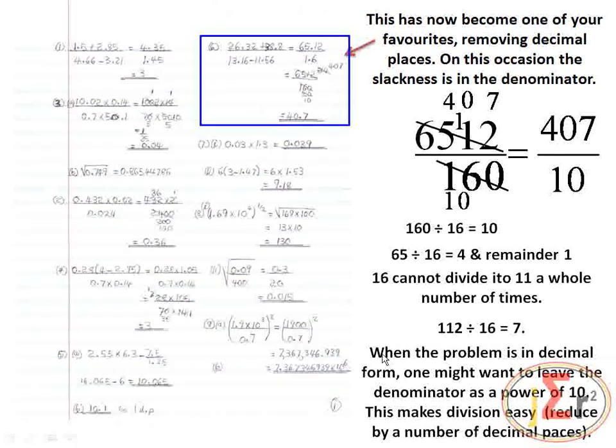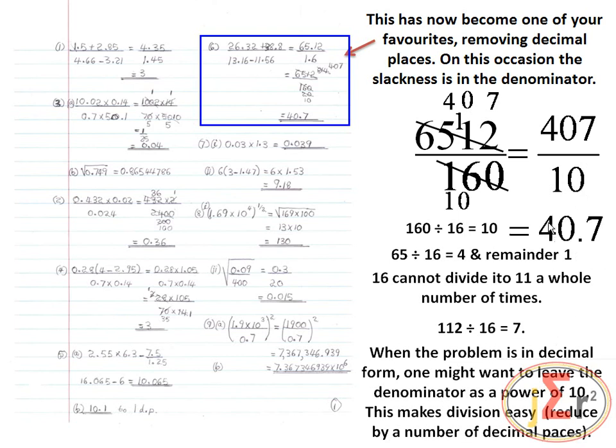It makes it easy when we are dividing by 10 or 100, especially when we have problems in which the initial statement had decimals. Then it is good if we can write our answer in decimal also, and by so doing we will opt to leave the denominator as a power of 10 so that we can reduce by a certain number of decimal places in the end. 407 divided by 10, 40.7 is our answer.